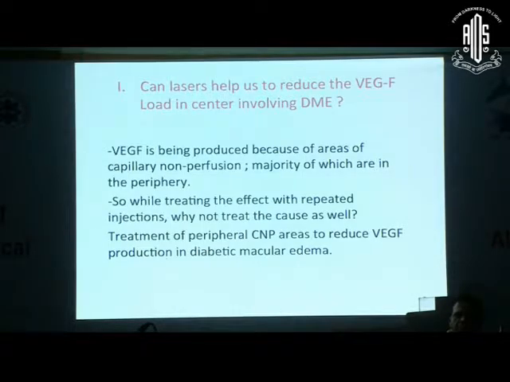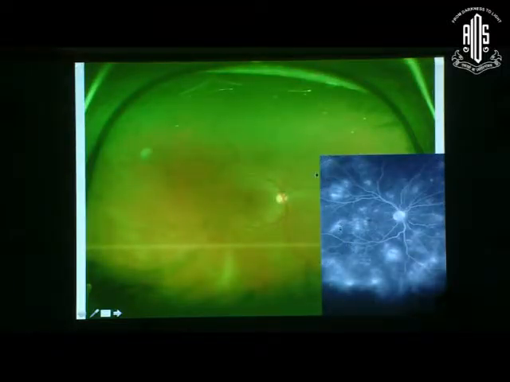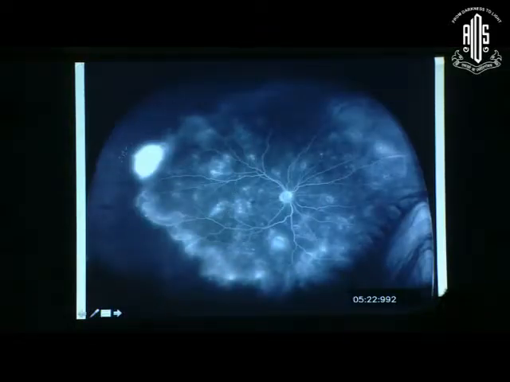Let's move on. Can laser help us in reducing the VEGF load? Because when we are talking about anti-VEGF, is there any way we can reduce the anti-VEGF load? What Ajay mentioned and Dr. Atul mentioned also, is that VEGF is coming not from the macula, but from somewhere in the periphery. So now we have a way of looking at the periphery by looking at the wide field fluorescein angiogram.